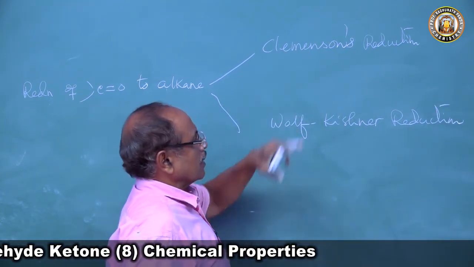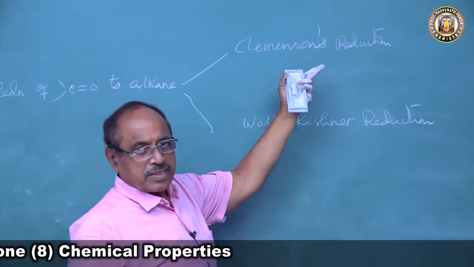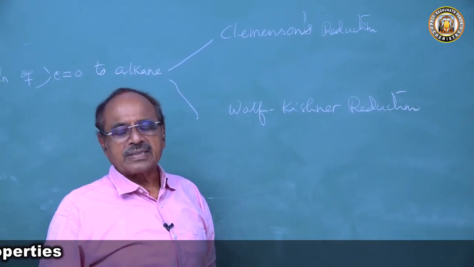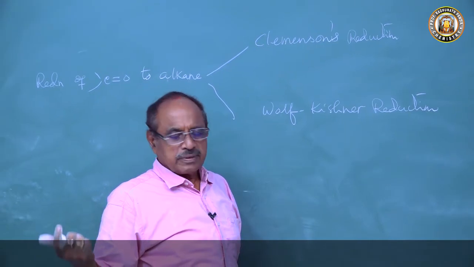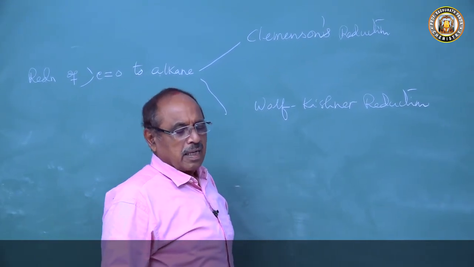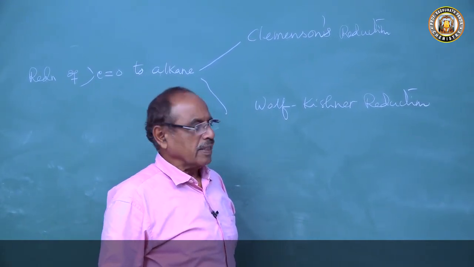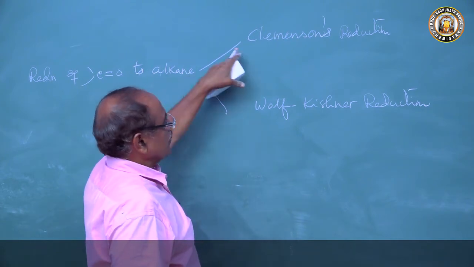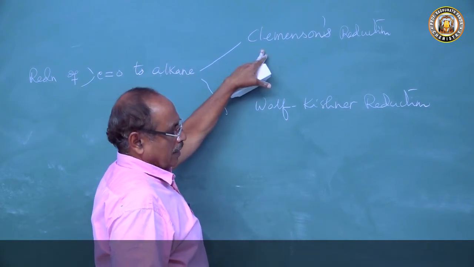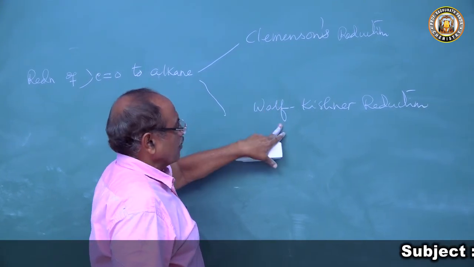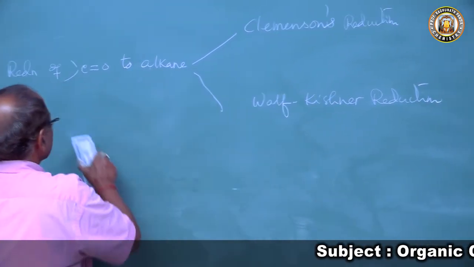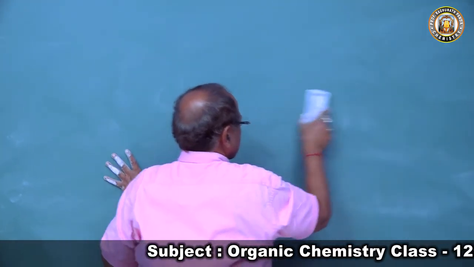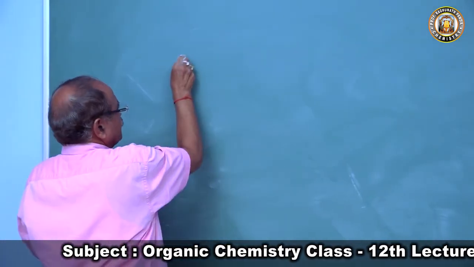Often, one more question you may get is: what is Clemmensen's reduction, or what is the reducing agent used in Clemmensen's reduction? This may be a question for an HSC or CBSE or ICSE board exam. So aldehydes and ketones, the carbonyl compounds, can be reduced to alkane either by Clemmensen's reduction or by Wolff-Kishner reduction. Let's first discuss Clemmensen's reduction, then we will go to the Wolff-Kishner reduction.